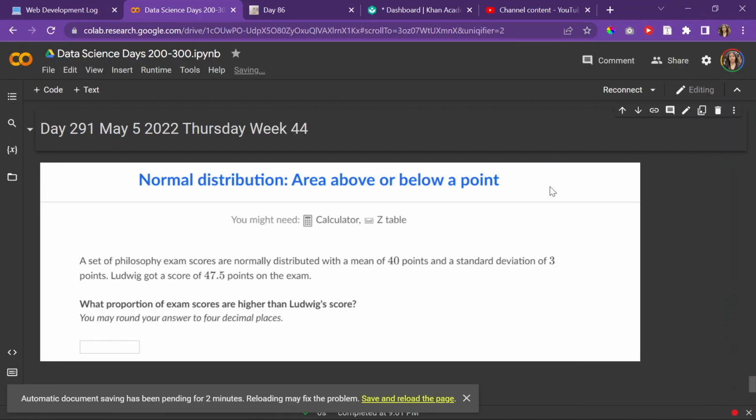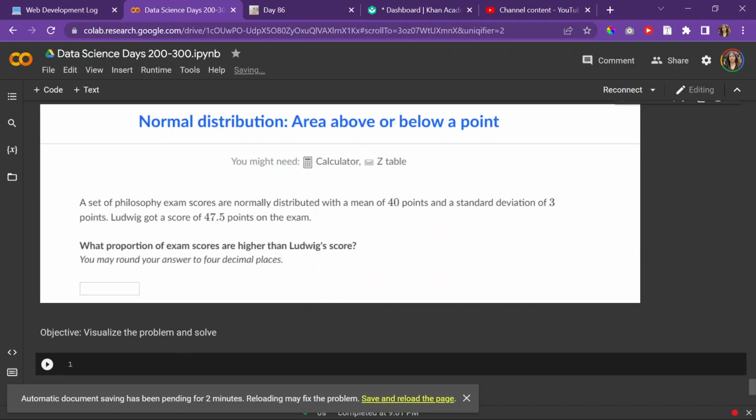Alright, so we're dealing with a normal distribution and finding the area above or below a point. In this case, if you pause and read the problem, we're dealing with the area above a point, because they're asking what proportion of exam scores are higher than Ludwig's score. So I first just want to visualize this problem.